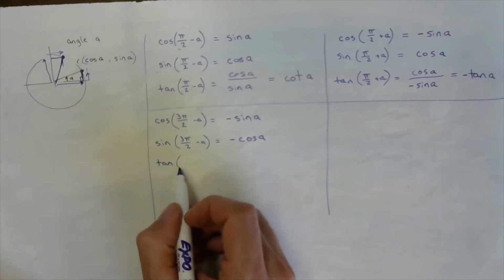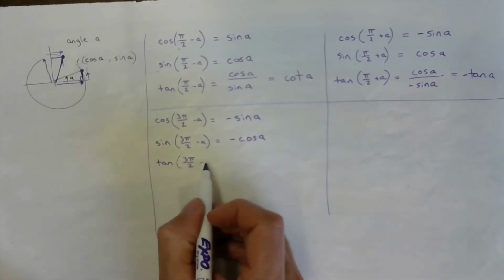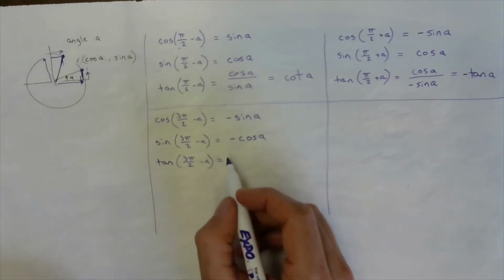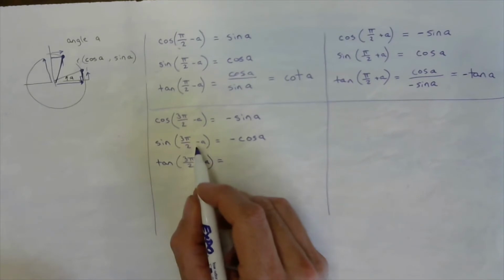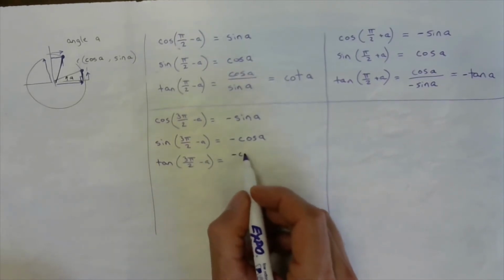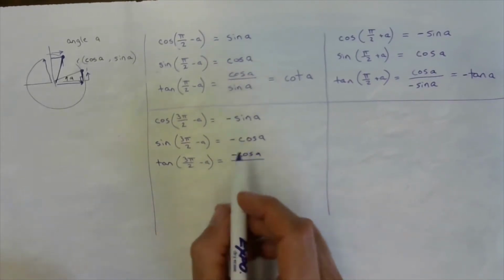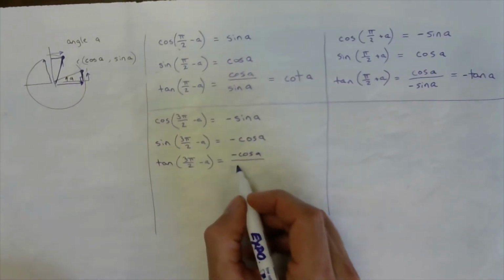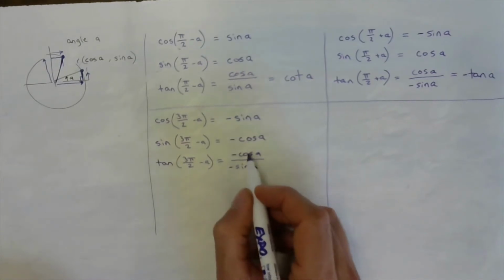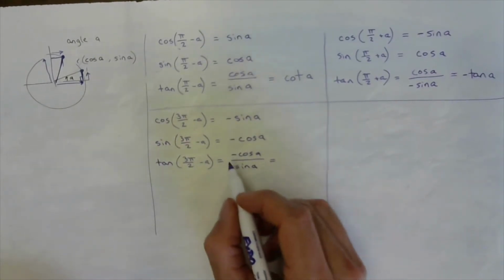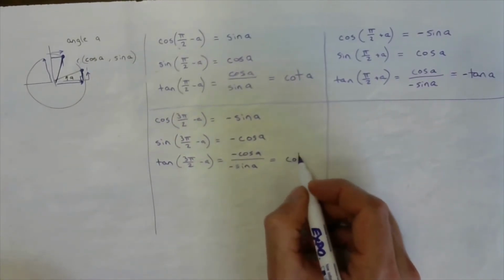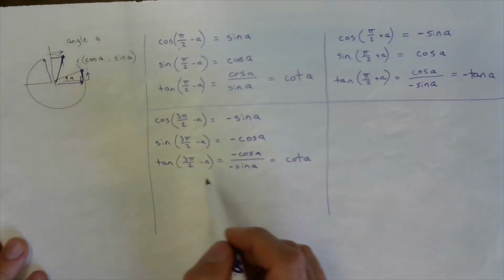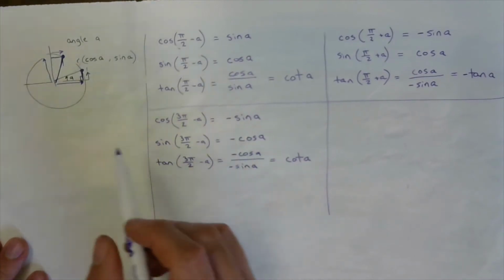The tan of 3 pi over 2 minus a is sine over cosine. So our sine of 3 pi over 2 minus a reduced was negative the cosine of a. The cosine of 3 pi over 2 minus a is negative the sine of a. So we have cosine over sine, which is cotangent, and we have a negative over a negative, which is a positive cotangent of a. One thing that we can do here too is you should be thinking about the cast work that we know about.